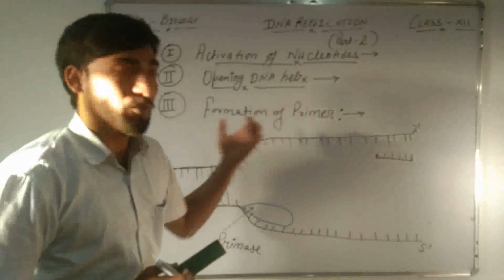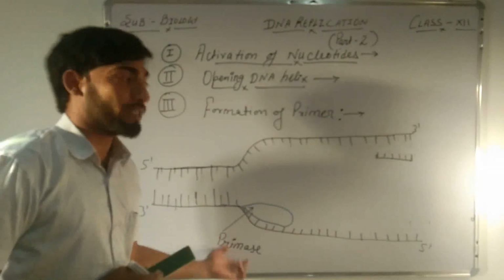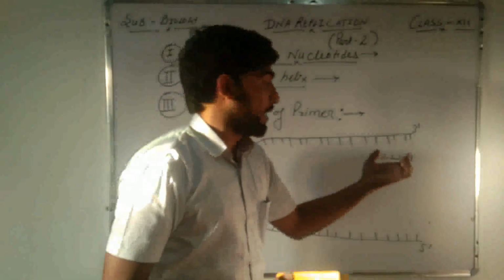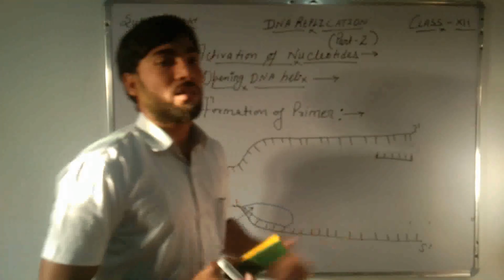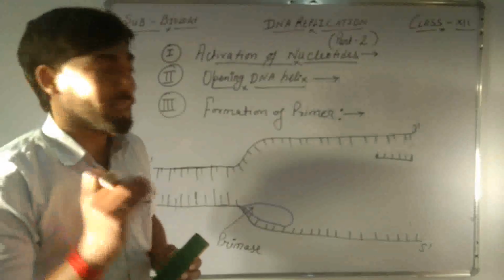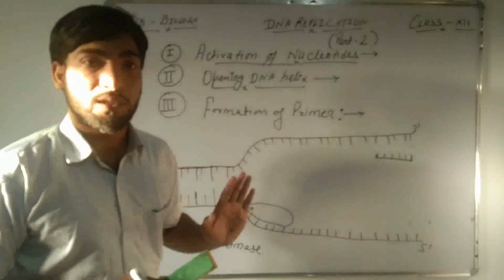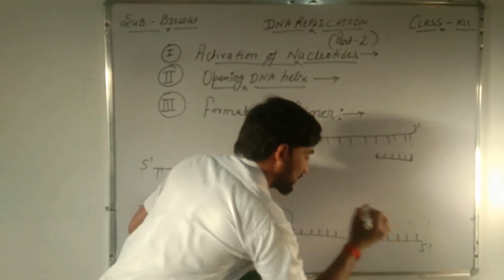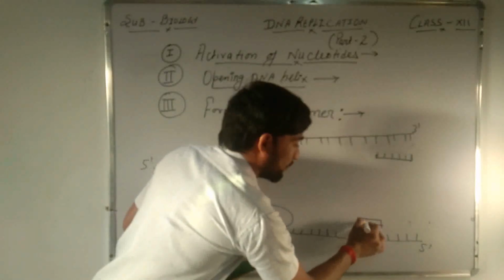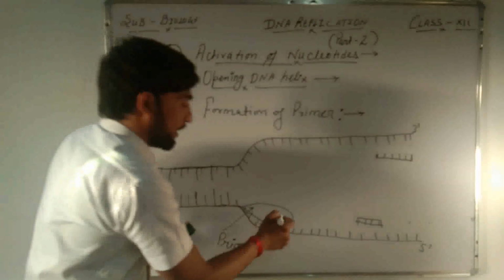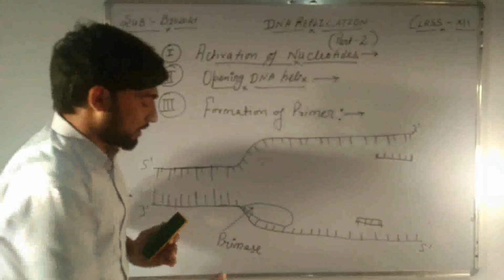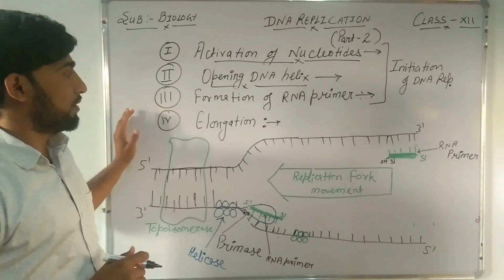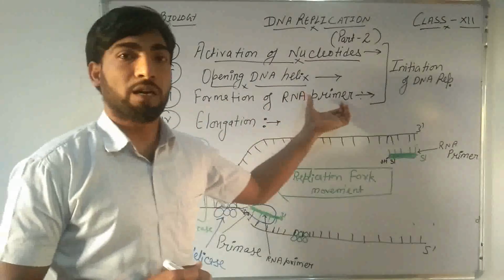So during primer formation, what happens? The RNA primase enzyme synthesizes an RNA primer of 10 to 12 nucleotides, and this RNA primer binds at or in front of the 3' end of the parental or template strand. Similar is the case here. Again an RNA primer consisting of 10 to 12 nucleotides is synthesized by the primase enzyme. So till now we have completed the formation of RNA primer.